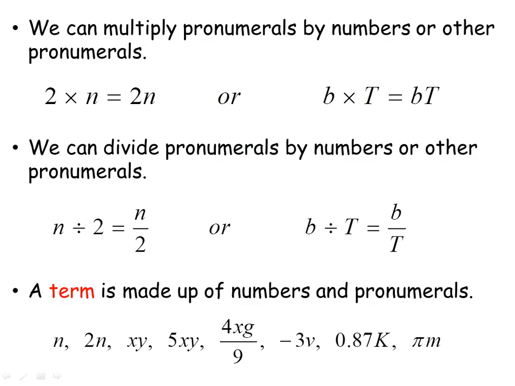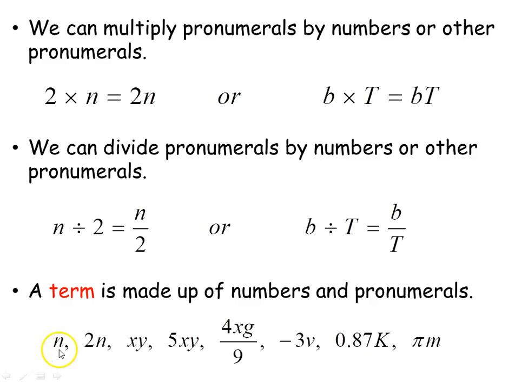We can divide pro-numerals by numbers or other pro-numerals. So when you see this fraction arrangement with n over 2, so n, the vinculum, and 2, that means n divided by 2. Or b over capital T means small b divided by capital T. So we can do away with the times signs, the multiplication sign and the division sign, and we can represent it with a fraction bar in the case of division, or placing letters next to each other means they're multiplied together.